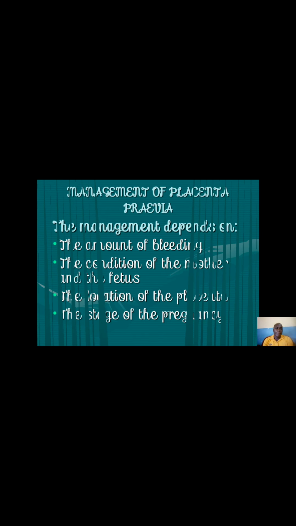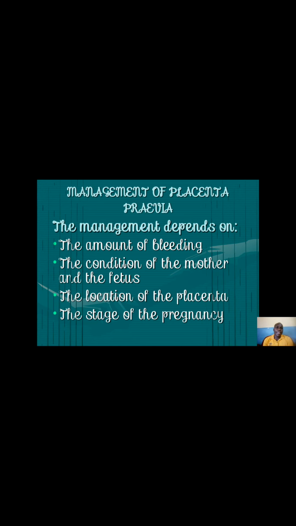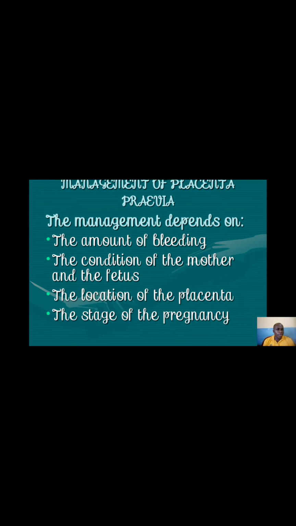Management of placenta previa depends on the amount of bleeding. Jinsi ya kumanage placenta previa lazima tuangalie ni aina gani ya placenta. It depends on bleeding, ana kiasi gani cha bleeding mama, is it severe, moderate au mild bleeding, but also the condition of the mother and the fetus. Lakini pia it depends on the location of the placenta and the stage of pregnancy, ina umri gani. Kwa hivyo kabla hujaanza management lazima tuangalie what kind of placenta previa, bleeding kiasi gani, ujauzito una miezi mingapi, lakini pia location of the placenta.